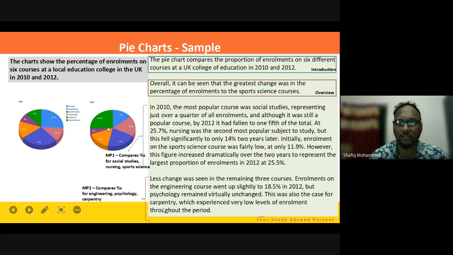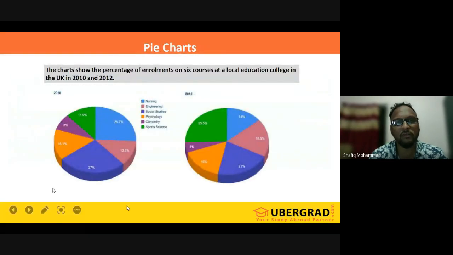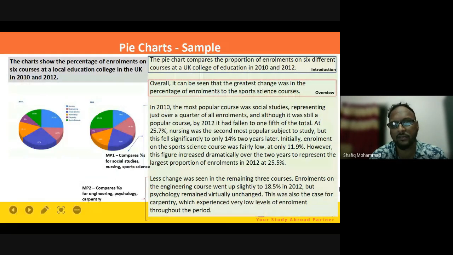So if you go to the paragraph, it's talking about maybe this one, okay, which is engineering. Okay, engineering is like a slight change here we can see, and here also for psychology there's not much change, 15, and here it is 16. Okay, so he was saying that too. Let's see what else he has described. But the psychology remained virtually unchanged.